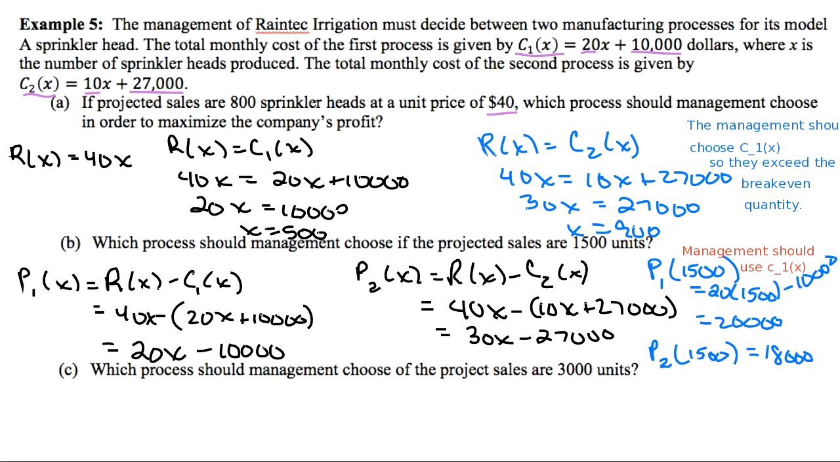All right, so you probably can now be thinking about what I am going to do for part C, which is if projected sales are 3,000 units. In this one, you want to find the profit function when I substitute in 3,000. P sub 1 at 3,000, if I calculated it correctly earlier, gives 50,000. And if you use P sub 2 at 3,000, we get 63,000. So on this one, because 63,000 is bigger than 50,000, management should use C sub 2, because they will get $13,000 more if they do that.